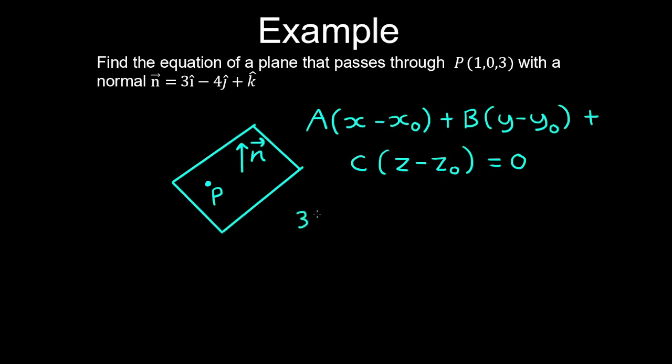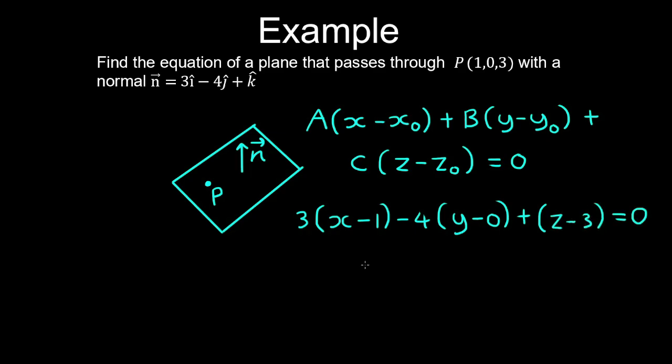So here we have 3 by x minus x naught, which is 1, minus 4 by y minus 0, plus 1 by z minus 3. And that's equal to 0. So we have 3x minus 4y plus z, and taking the other terms on the other side of the equation, we have plus 3 plus 0 plus 3, which is 6.